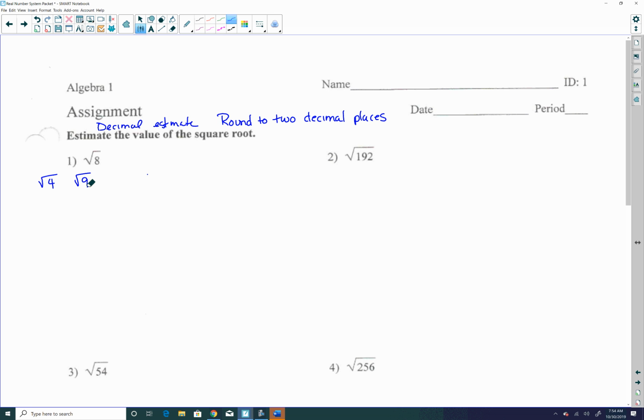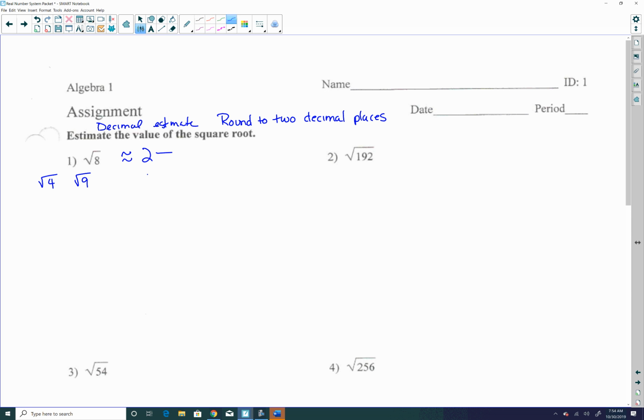So my answer is going to be approximated, and it's going to be 2 and some fraction, because the square root of 4 is 2, and the square root of 9 is 3, so we know it's going to be between 2 and 3, so it'll be greater than 2, but less than 3.